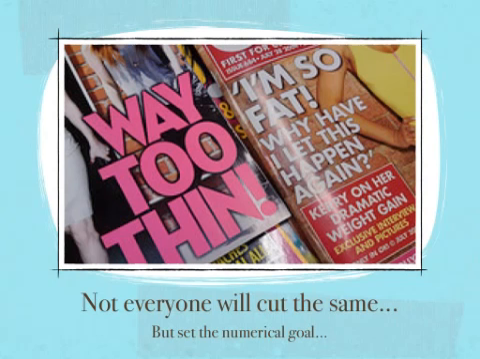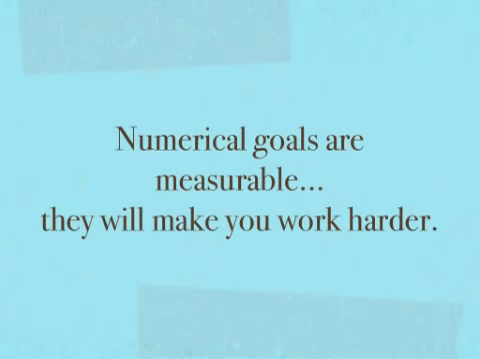You might want to set a 6% cut. Some of you will find that you could probably do with a 14% cut, and you're going to be okay. But for right now, we're just going to set the numerical goal of 10%. Numerical goals are measurable. They'll make you work harder. So for right now, set the 10% goal and adjust as you learn your own writing style.